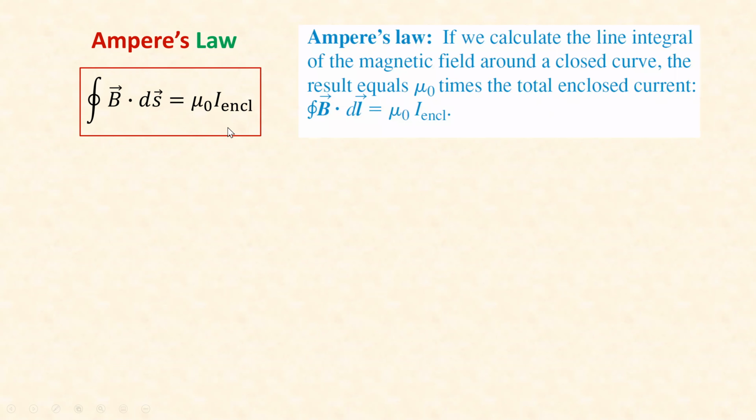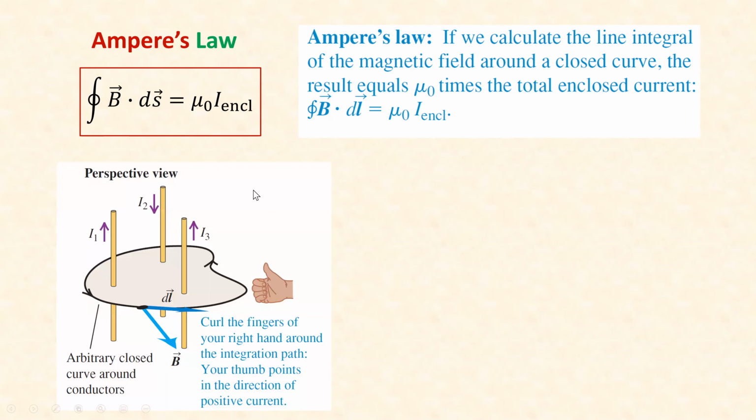through that loop. Here is a statement that I got from one book, a book that I take a lot of stuff from. If we calculate the line integral of the magnetic field around a closed curve, the result equals mu naught times the total enclosed current. That means the current that passes through that closed loop, closed curve, like this. Suppose there are 3 currents, I1, I2, I3. I1 and I3 are upward, and I2 is downward.